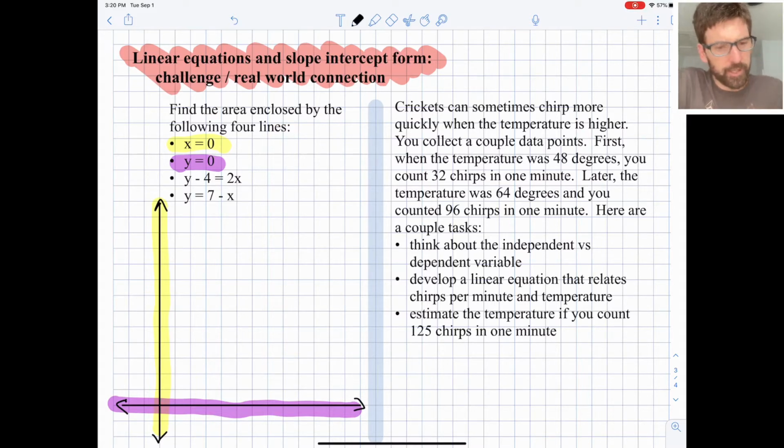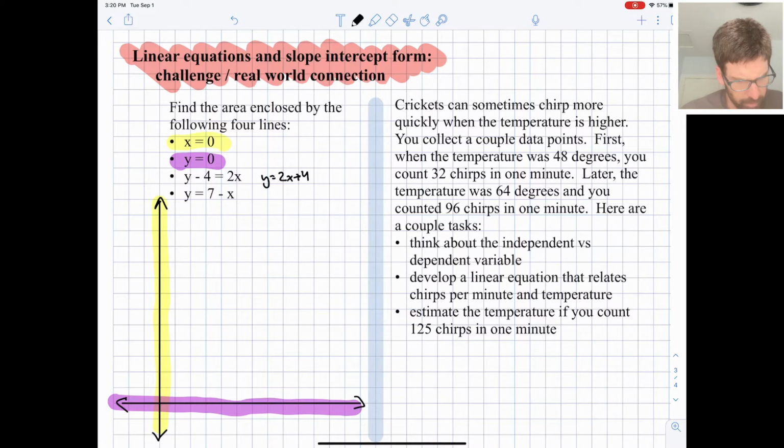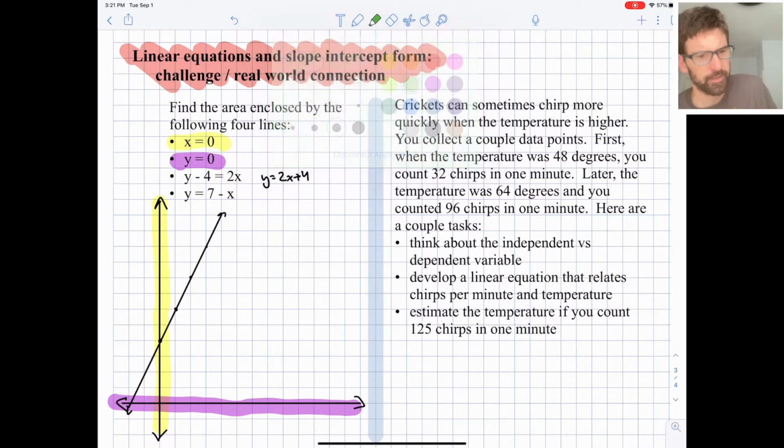Next, y minus 4 equals 2x. So this is y equals 2x plus 4. Let's graph that up. A y-intercept of 4, 1, 2, 3, 4, and a slope of 2. And let's try to make a nice straight line going through those. And let's color coordinate that as green.